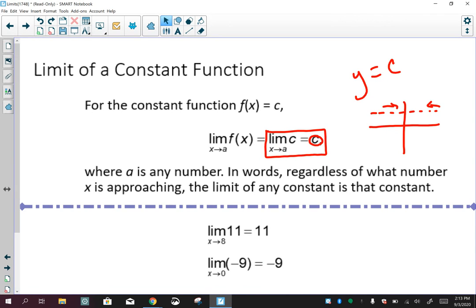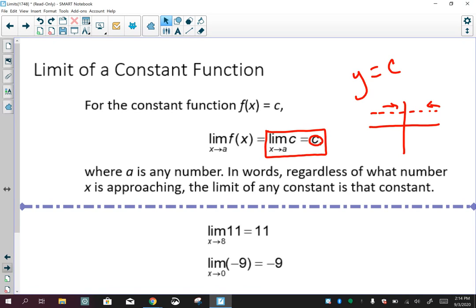So in my examples, it doesn't matter which X value I'm approaching because my Y value is always going to be the constant, or the number that they give us. So in the first example, X is approaching 8 over a horizontal line of 11, Y equals 11. That means my answer is 11. The limit as X approaches 0 of -9 is -9. Okay. So for a constant function, whatever that number is, that's going to be your answer.